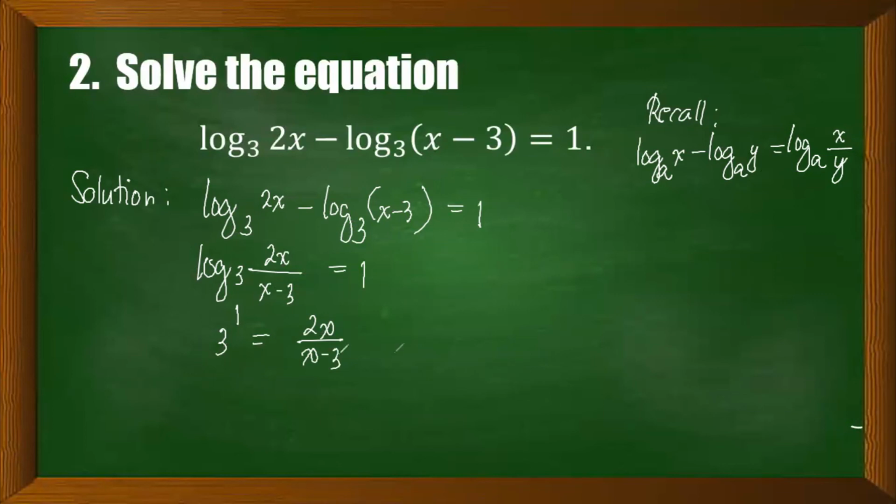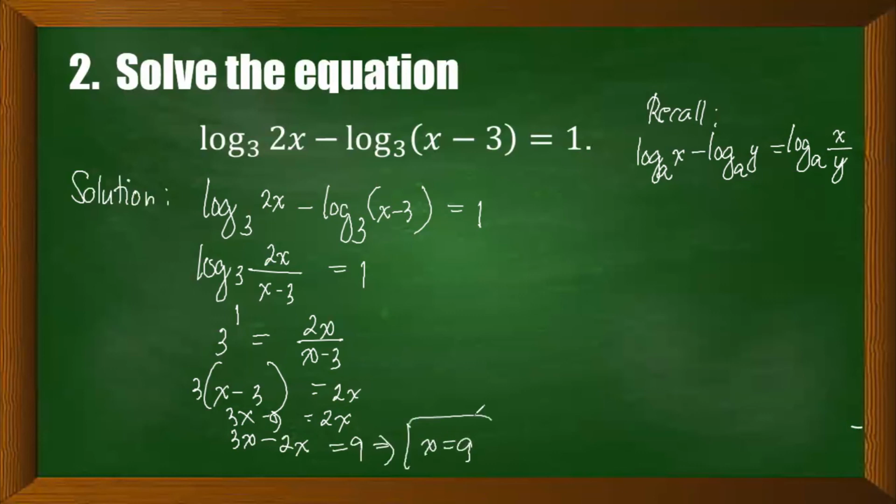Now simplifying the equation, we have 3 times x minus 3 is equal to 2x. Simplifying this, we have 3x minus 9 is equal to 2x. Okay, which is equal to 3x minus 2x is equal to 9. This implies that x is equal to 9. In other words, the value of x, okay, is equal to 9. And let us see if x is equal to 9 is really the solution. That means if it is the value that can satisfy the equation.